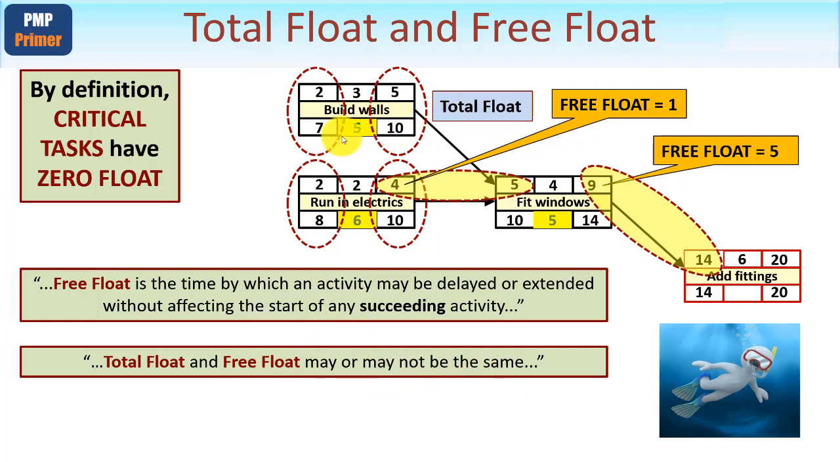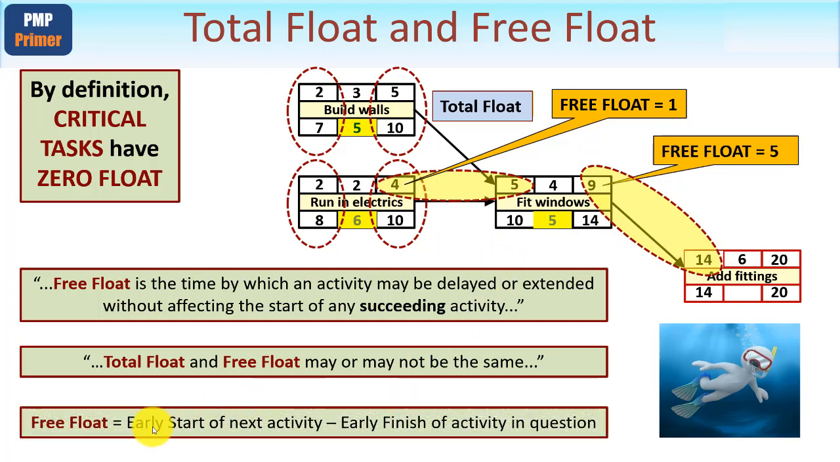In this case, this task has got 5 hours total float. In this case, this has got 6 hours total float and 4 hours free float. Whereas in this case, Fit Windows has got 5 hours total float and 5 hours free float. So they can be the same, they can be different. And by definition, free float is the early start of the next activity, the earliest start time, subtracted from the early finish of the previous activity, which is 4, which is where you get your 1 hour.